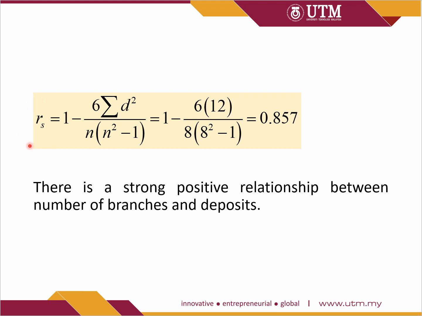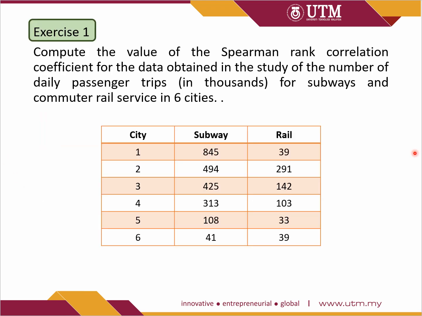Next, we can substitute into the formula of RS, which is equal to 1 minus 6 times the summation of d square, which is equal to 12, over the number of samples, here we have 8, times 8 square minus 1. So you will get 0.857. So here you can conclude that there is a strong positive relationship between the number of branches and deposits. Now you can try out this exercise.